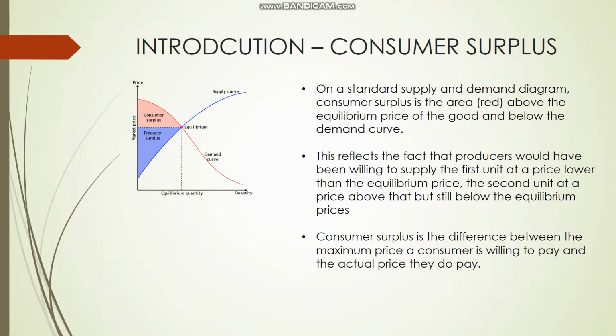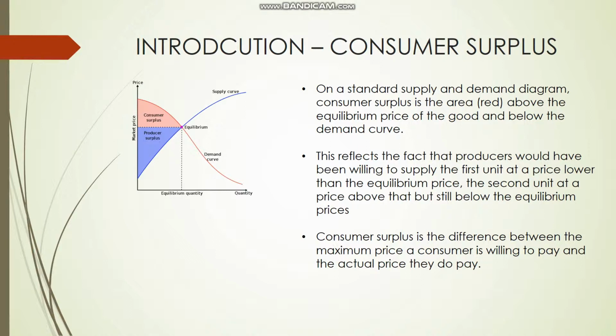On a standard supply and demand diagram, consumer surplus is the area above the equilibrium price of the good and below the demand curve. This reflects the fact that producers will have been willing to supply the first unit at a price lower than the equilibrium price, the second unit at a price above that but still below the equilibrium price.